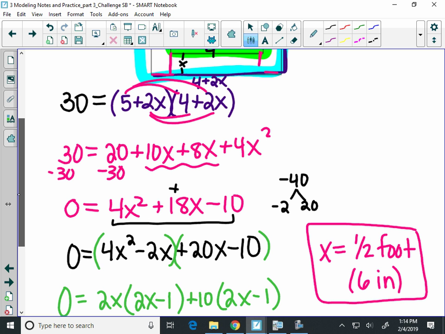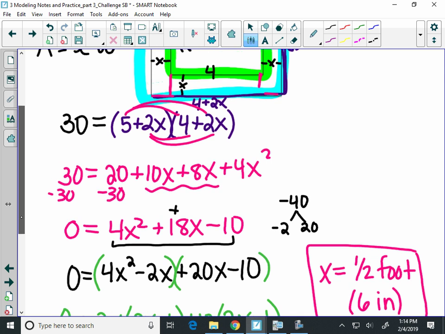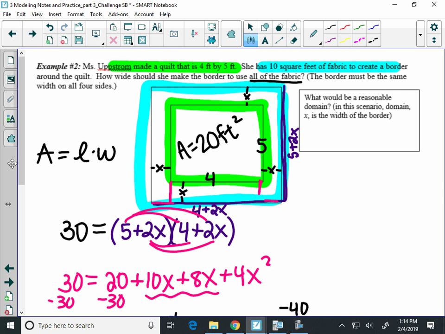Now, real quick, if my border can be 6 inches, think about it. That was using all of the fabric. We said in order to set this model, Miss Ekstrom had to use all 10 feet of her extra fabric. And you can't have a negative border, right? So let's come up with the domain for this. What is the smallest that the border could be, even if she didn't use all her fabric? She can't have negative. Yeah, so I could have 0.